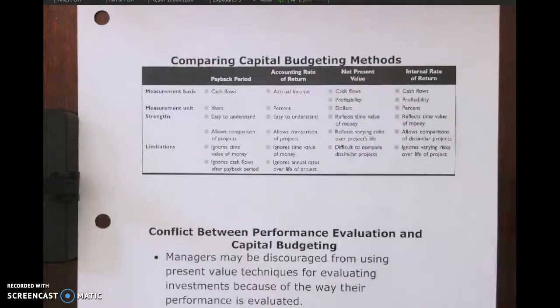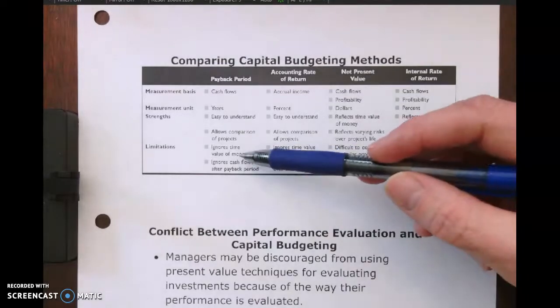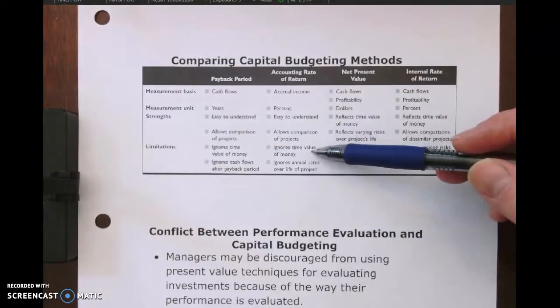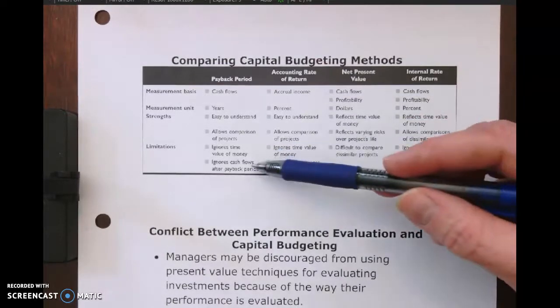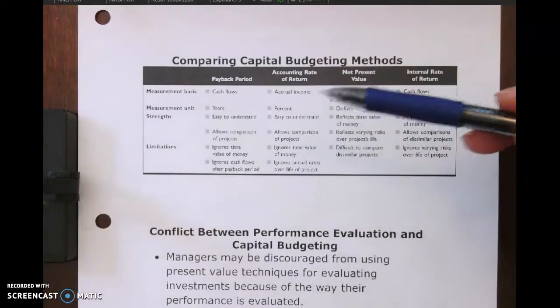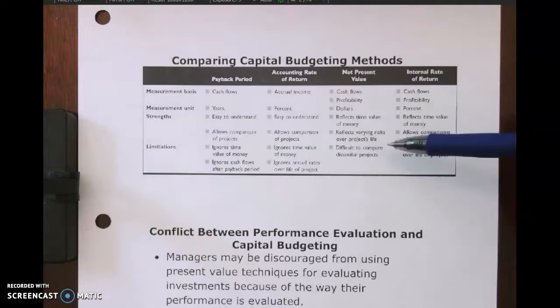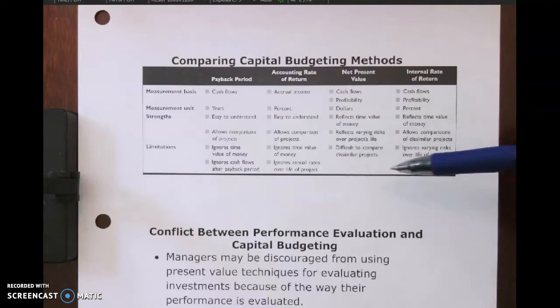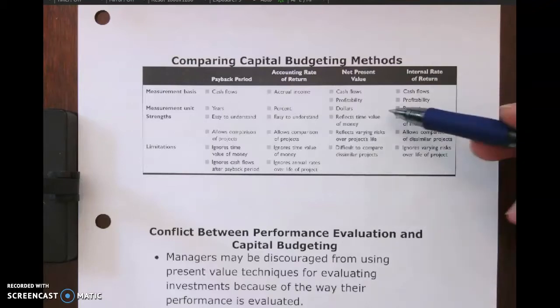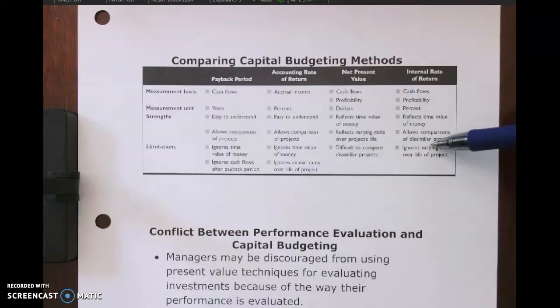In terms of some limitations, the payback ignores the time value of money. So does the accounting rate of return. And the payback ignores cash flows that occur after the payback period. The net present value can make it a little bit difficult to compare dissimilar projects because they can have very different cash flows, and so it can make it difficult to compare. And then also the internal rate of return could ignore any kind of different risks over the life of the project.